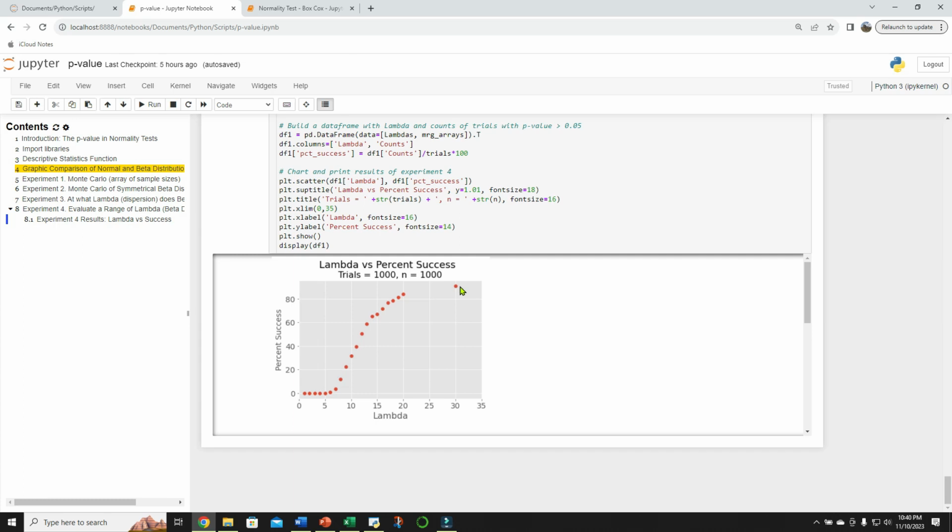So from this, I would conclude that the normality test that we're using, as the lambda increases, will find a greater percentage of successful trials being normal.